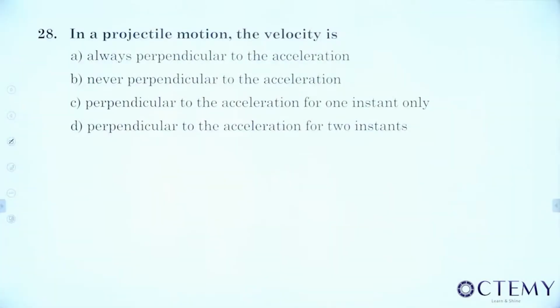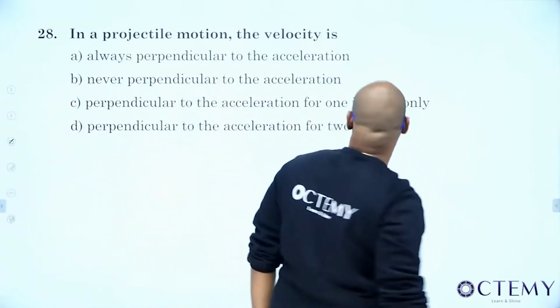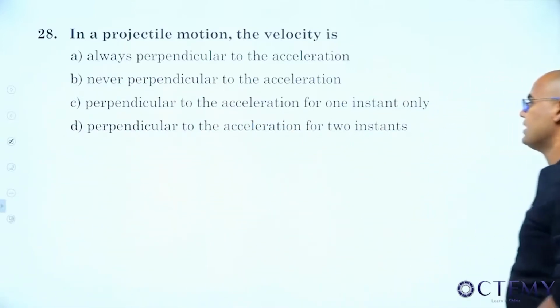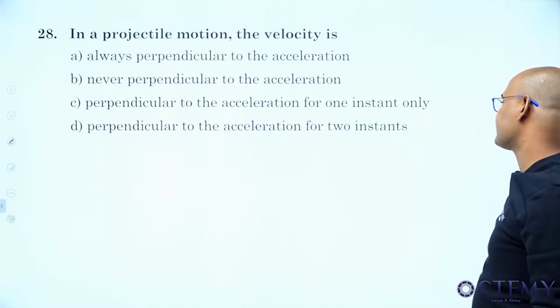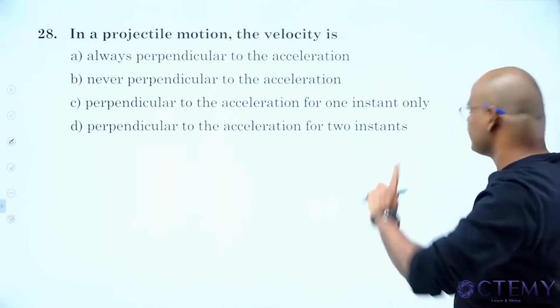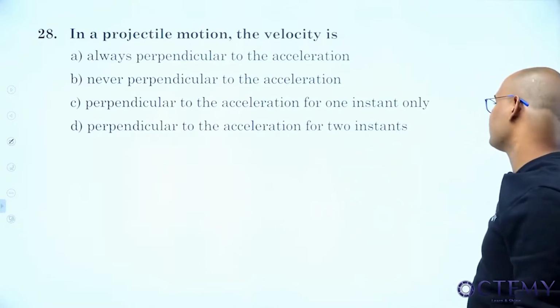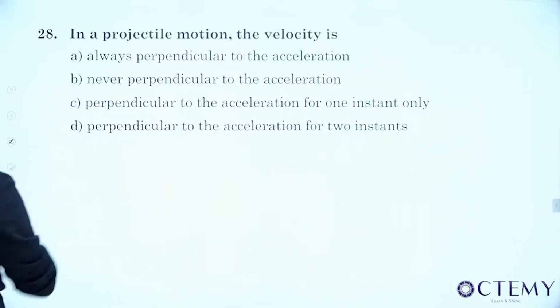Read this. In a projectile, the velocity is always perpendicular to the acceleration, never perpendicular to the acceleration, perpendicular to the acceleration for only one instant, or perpendicular to the acceleration for 2 instants. Very good. Now let us see this.